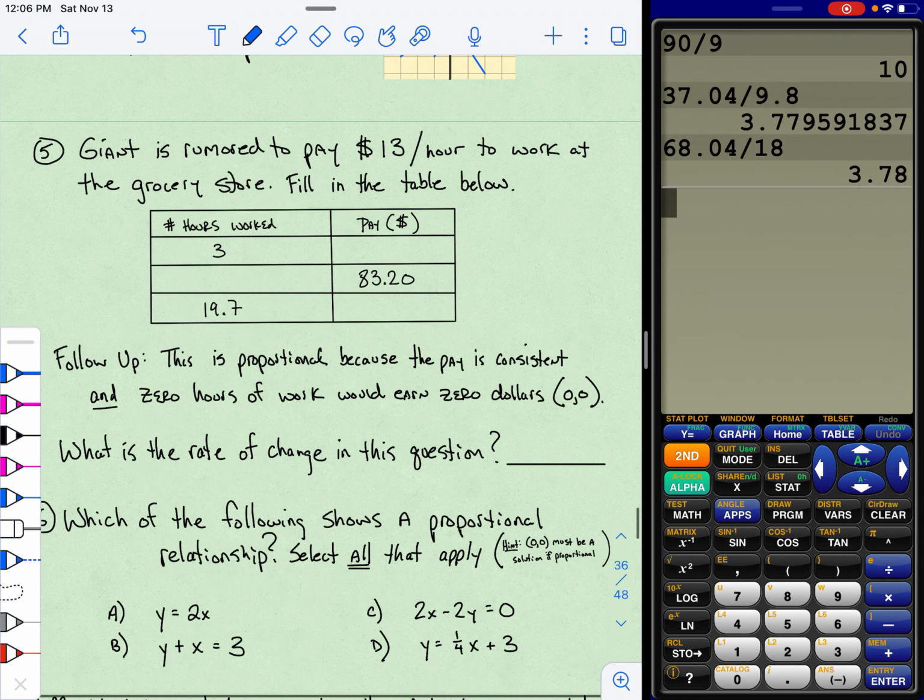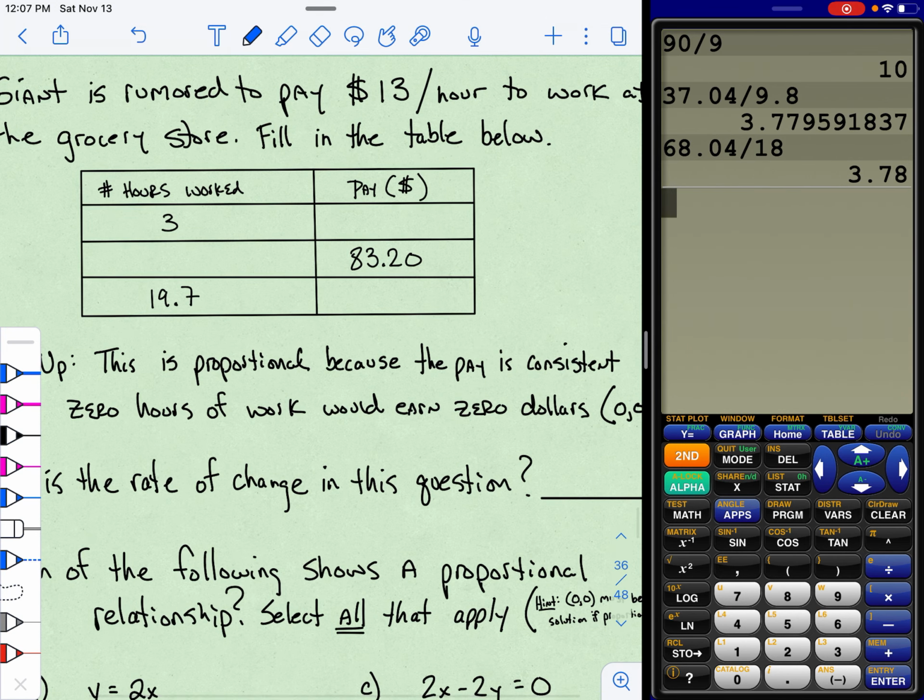Number 5, Giant is rumored to pay $13 an hour to work at the grocery store. Fill in the table below. That sounds like a proportional relationship because there's no other starting fees or anything. So our equation is 13 times the number of hours. So 13 times the number of hours would be $39.